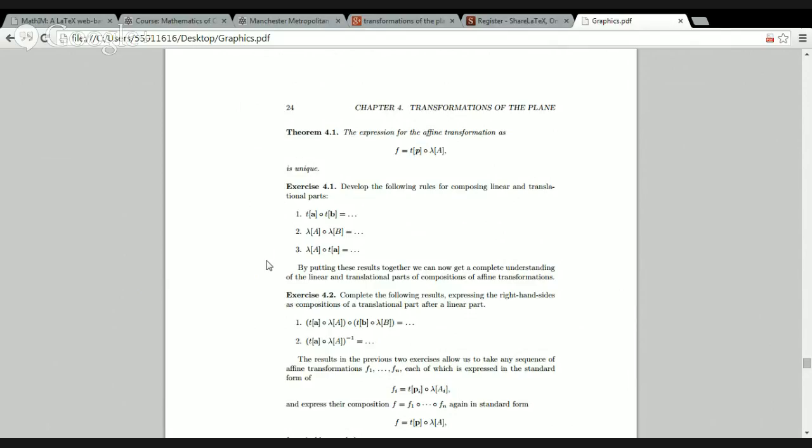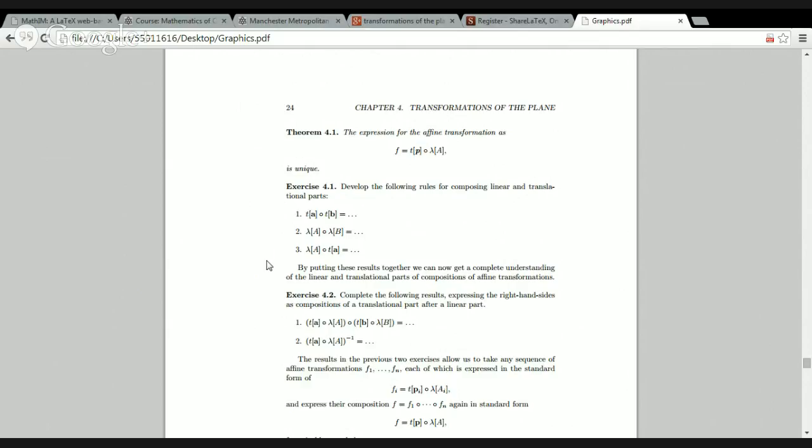These were exercises 4.1 and 4.2, all the basic constituent operations you want to do with these. So composing two translations, and we found this answer. Composing two translations is just to translate by the sum of the vectors, isn't it? So you translate by one fixed amount and then you translate by another amount. Well, just do it all in one go, just translate by the sum of the vectors.